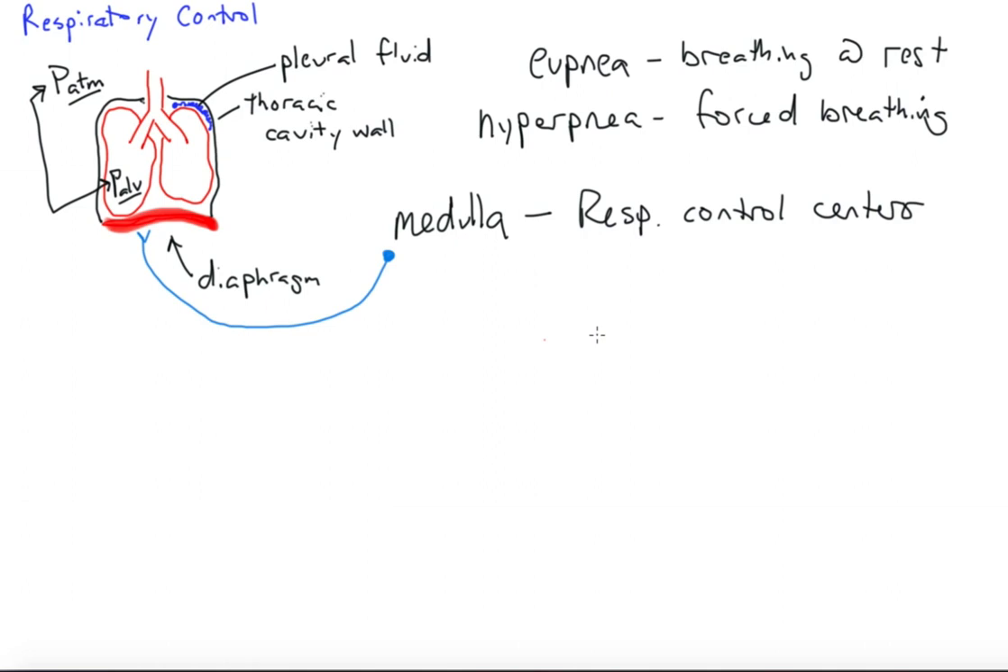Okay, there's not one respiratory control center, there's actually three, and they are the DRG, that stands for the dorsal respiratory group. There is one referred to as the VRG, which is the ventral respiratory group. And then there's the one that I use the shorthand PBC, and that stands for pre-Botzinger complex.